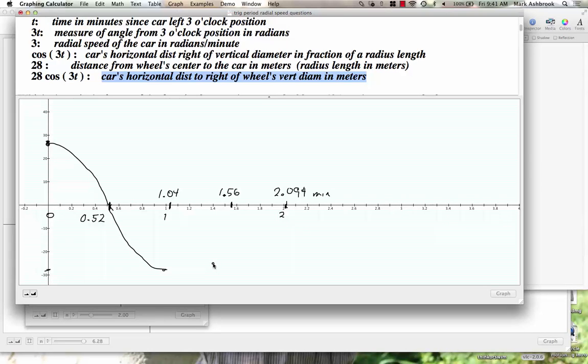And then from there, it goes from negative 28 to, at the bottom of the circle, the horizontal position is 0. And then in the last quarter cycle, 0 back to positive 28.